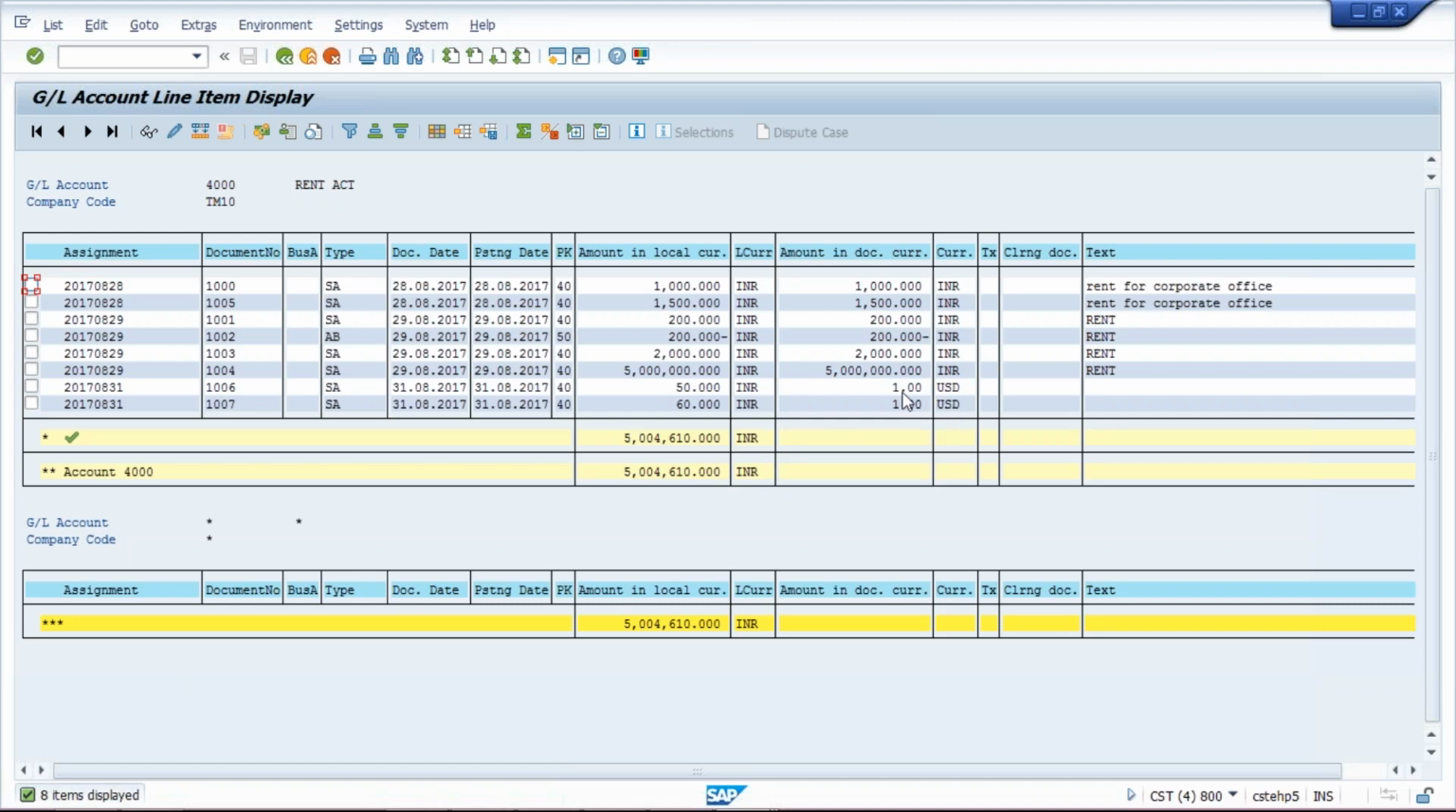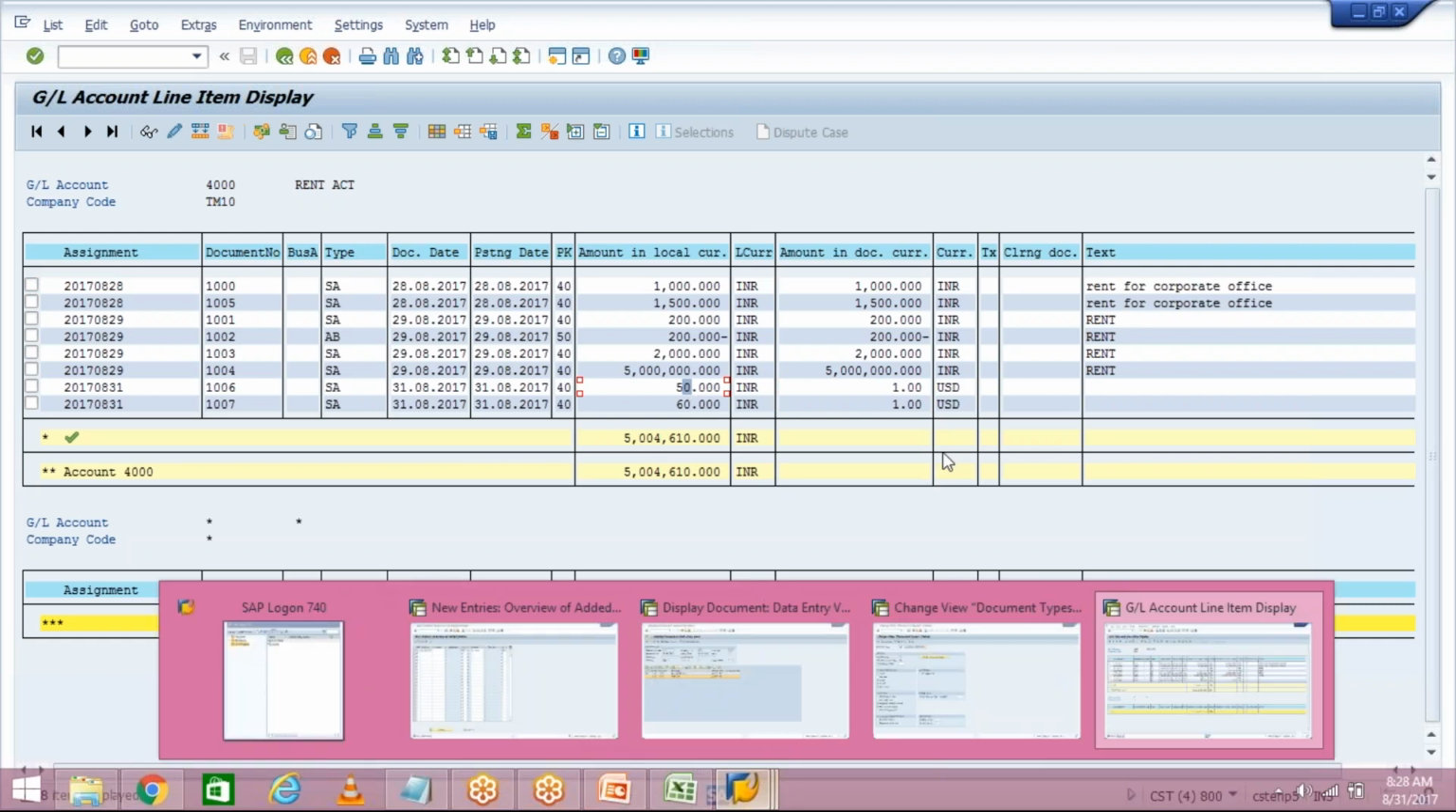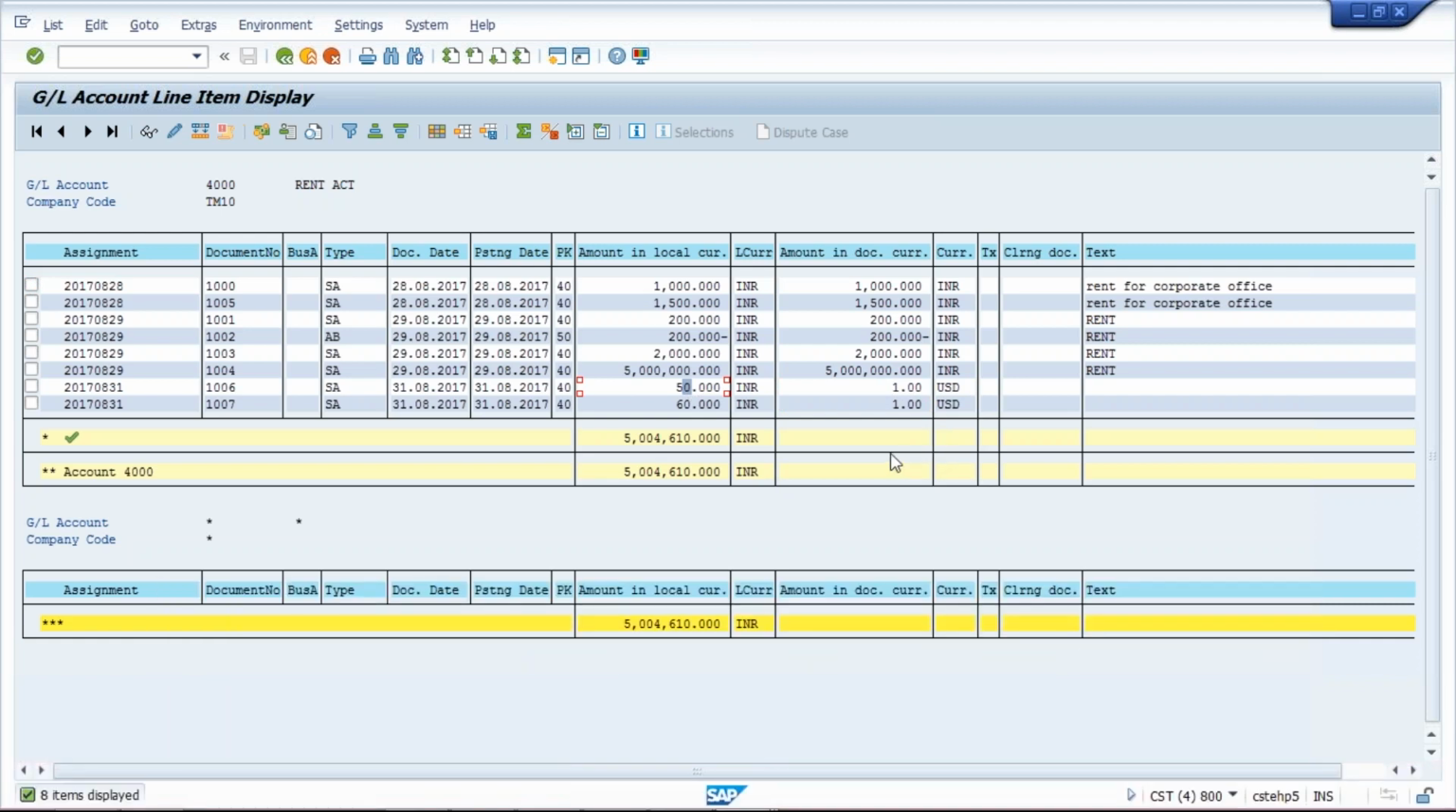So right now I have posted one transaction in USD, another transaction also in USD. The first transaction got converted at the rate of 50 rupees. Why? Because I maintained 50 rupees in foreign exchange table, and later on I maintained 60 rupees also, and this value is also shown by system. So here, this is your foreign currency, this is our local currency.